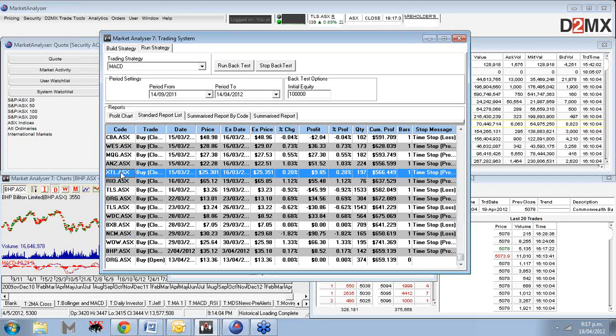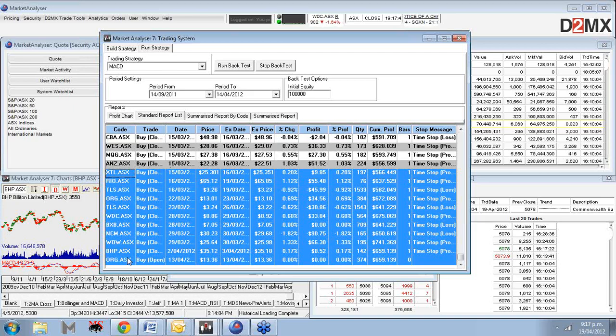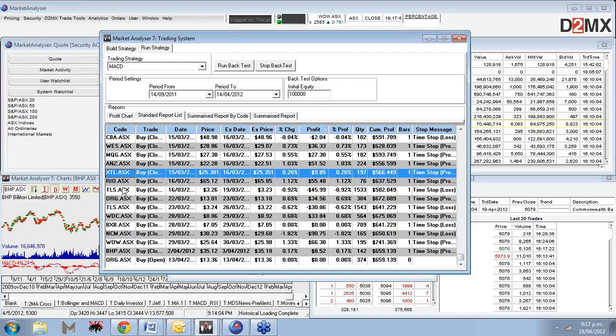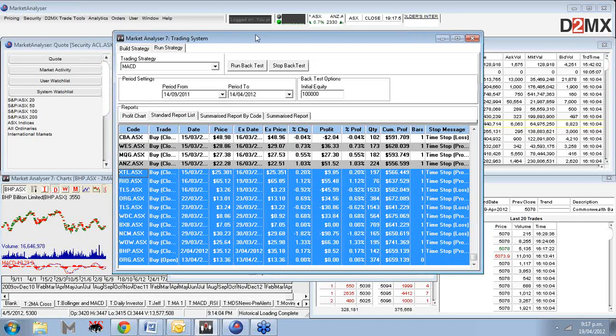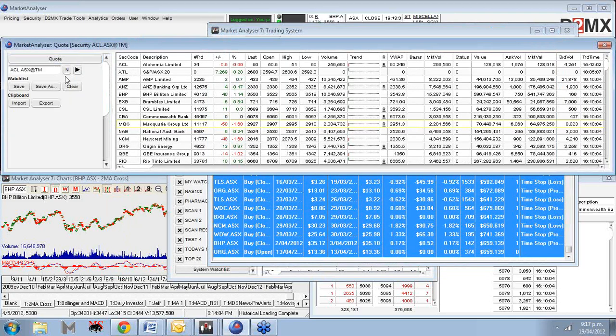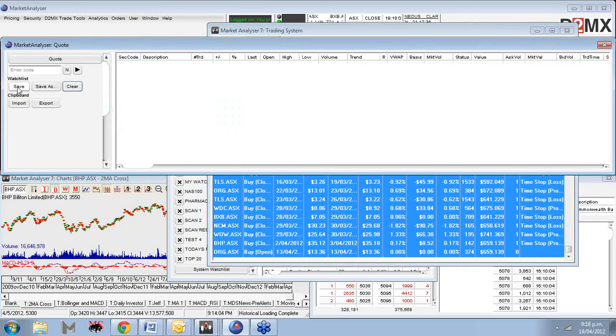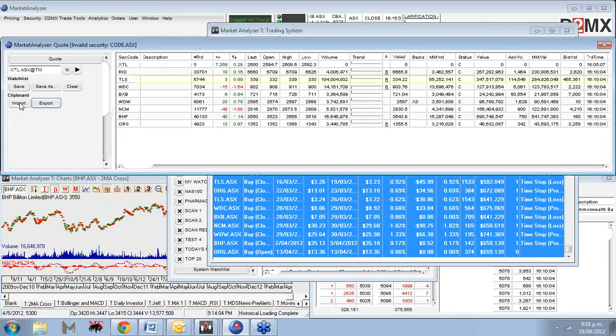Now how I've done that is click on the chart on one of the shares, hold down your shift key and click on the other. So that highlights it. So it's just a standard Windows thing. Click on one, hold down shift and click on the other. Control C, again standard Windows, is copy. Then I come over to the quote, clear that watch list out, and I can click import, and that will bring in the shares from the results from the back tester into a watch list.